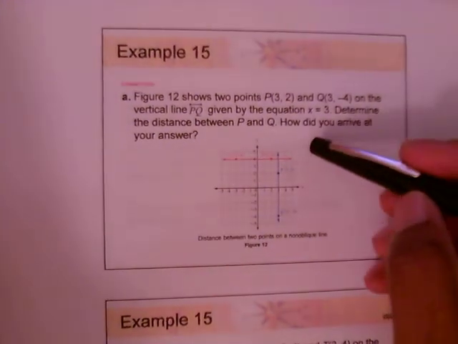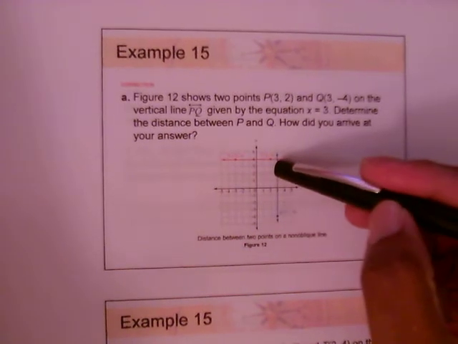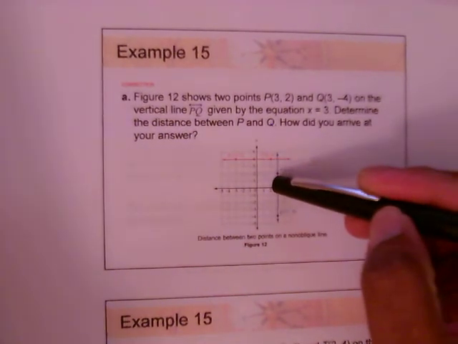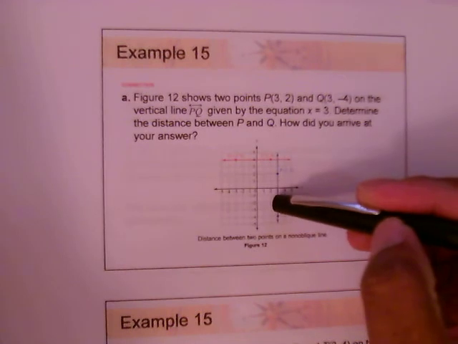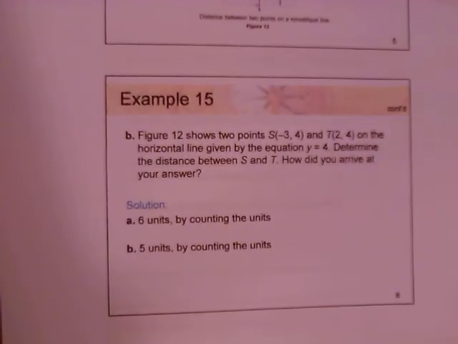Here's P and here's Q. If you start here and count down 1, 2, 3, 4, 5, 6 places, the distance between P and Q is 6. So just count those units.